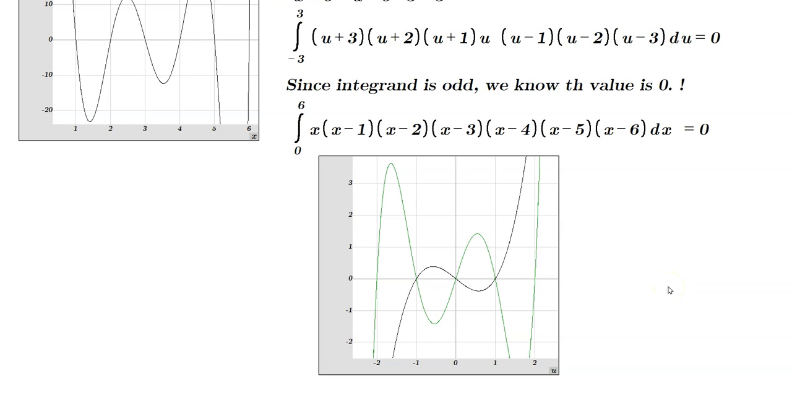So that's really it. In other words, we used the oddness of an integrand, after transforming the original, to find the value pretty easily.